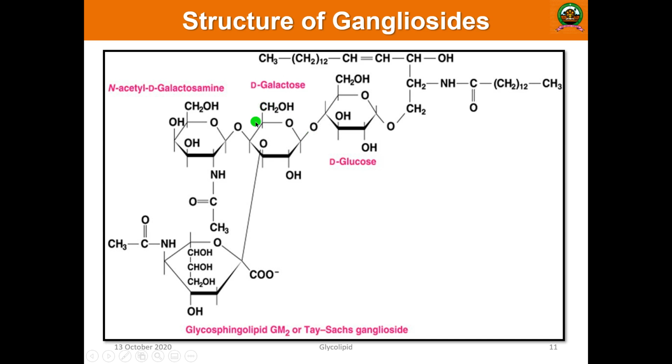Then this is the structure. This is a very complicated structure, a detailed structure. Here this is CH3, CH2 12 times, CH, CH, CH, OH, and CH2, CH, CO, CH2. This is the sphingosine part, and the fatty acid part, which connects a D-glucose and also a D-galactose, and that connects with the N-acetyl D-galactosamine. And this galactose residue is connected with this particular residue, the sphingolipid GM2. This is known as the Tay-Sachs ganglioside. So this is the structure of a ganglioside.